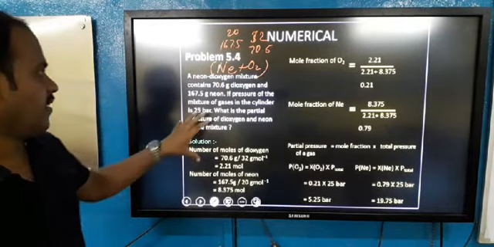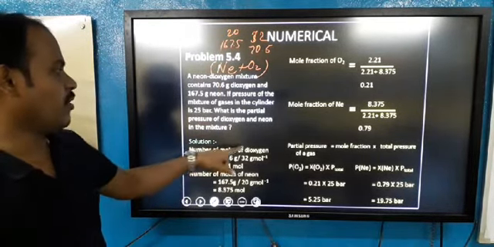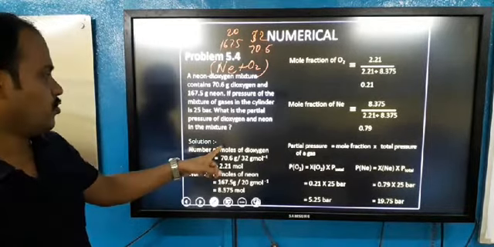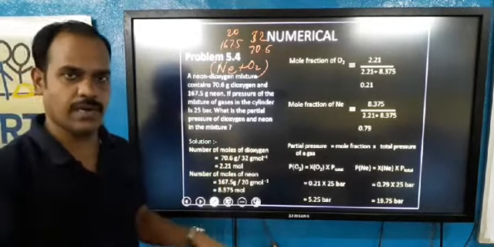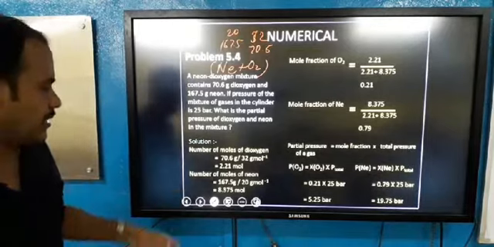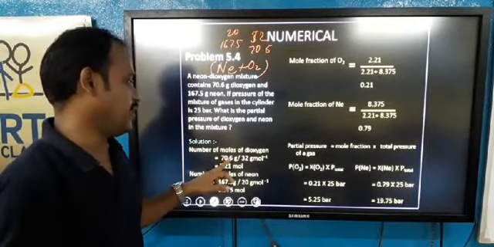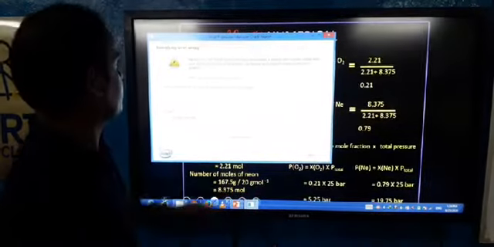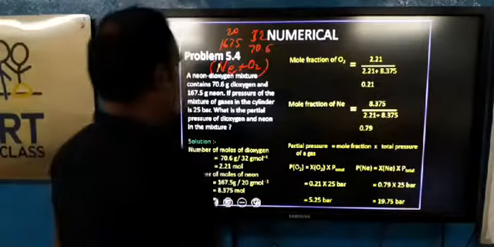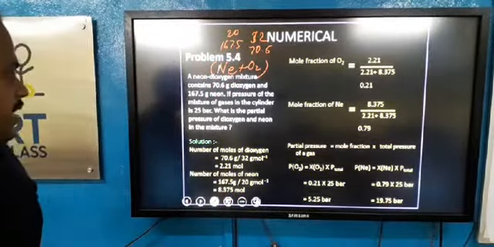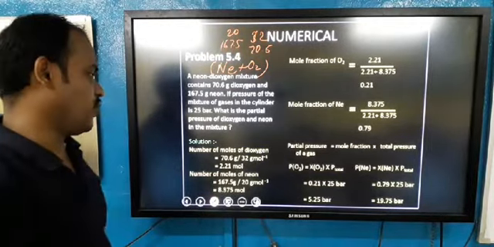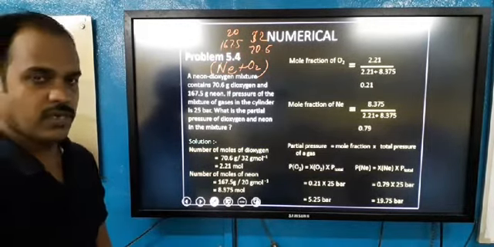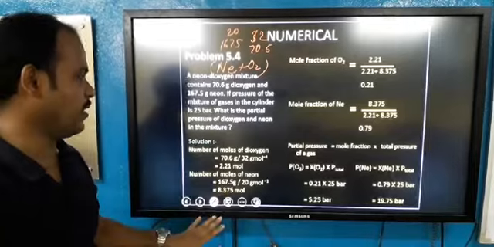Now first calculate the number of moles of dioxygen. The number of moles is equal to mass upon molar mass. We have studied this in class 9. So mass 70.6, molar mass 32. This is the number of moles of dioxygen. Now the number of moles of neon. So this is the number of moles of neon. In the same way we can calculate it.